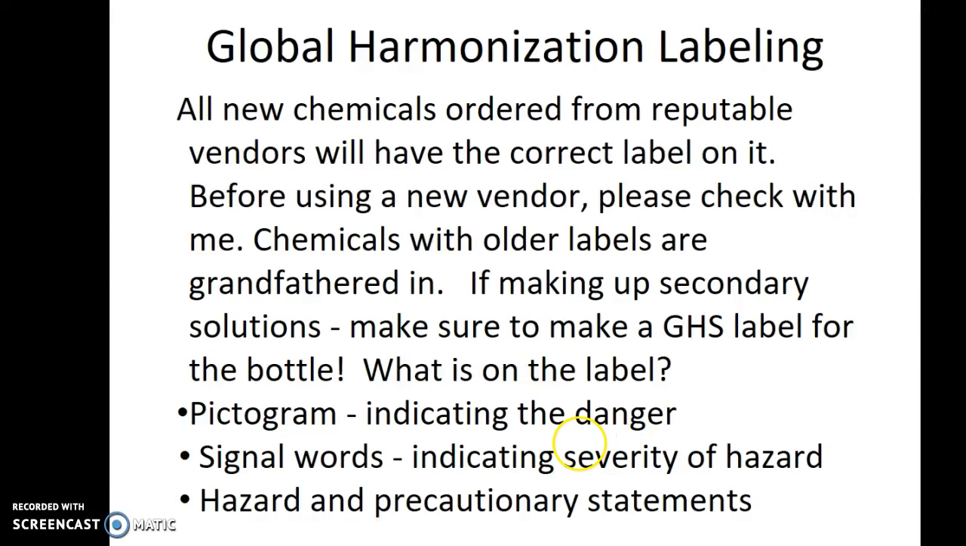I've already kind of talked about the global harmonization labeling. The biggest thing here is if you're making secondary solutions, make sure that you make up a GHS label for the bottle, and make sure that the pictogram is on there, signal words indicating severity of hazard like corrosive or toxic, and hazard and precautionary statements. So when you're making it up, basically copy the original label that's on the original bottle and put it on the new bottle.